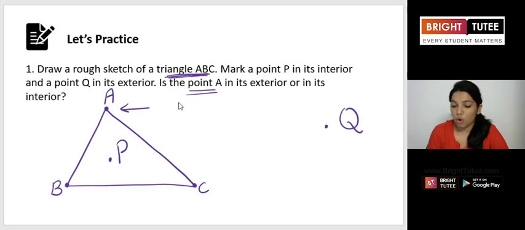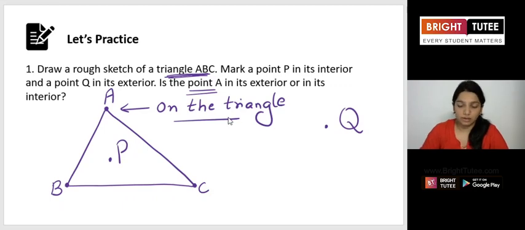It is on the triangle. So this particular point is on the triangle.